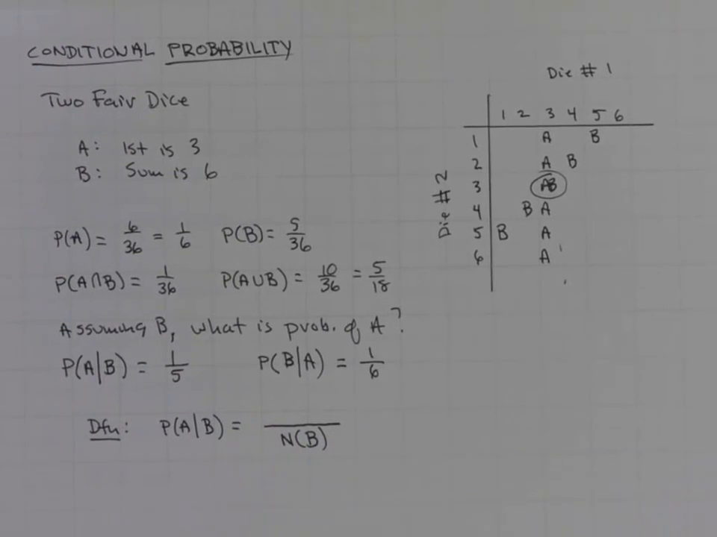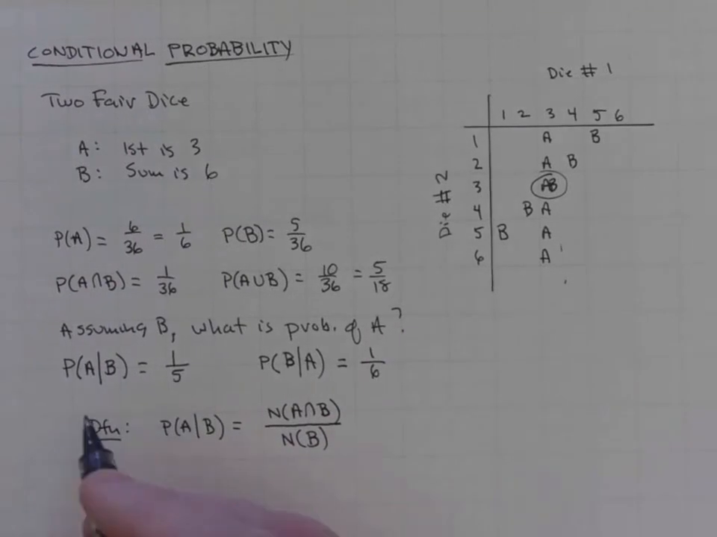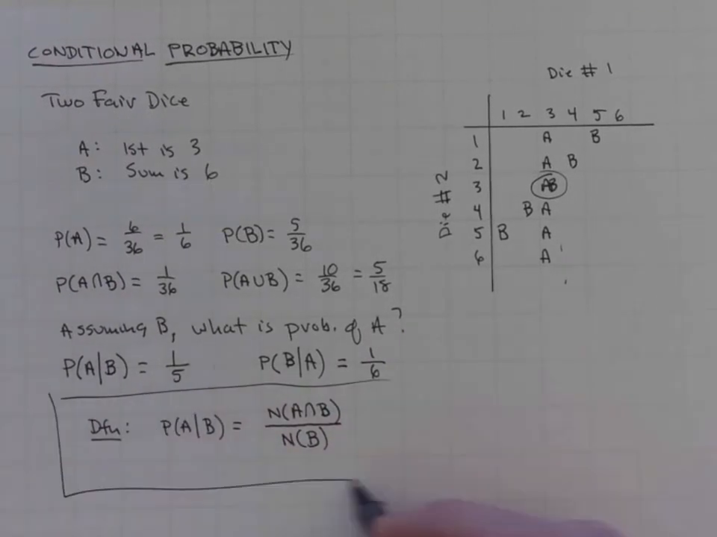The numerator is the number of outcomes that are in both A and B, and we have notation for that. That's the number in A intersect B. So there's your definition of conditional probability. The probability of A given B is the number of outcomes in both A and B divided by the number of outcomes in B.